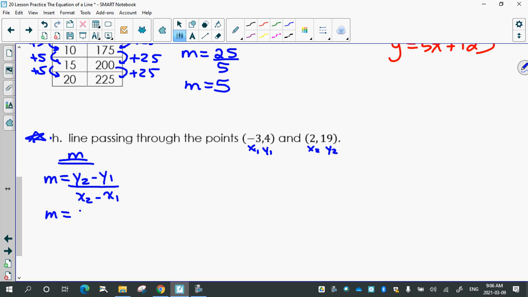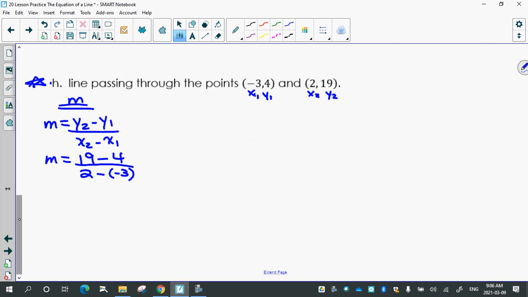So y2 for me is 19. There's a minus in the formula, and y1 is 4. x2 is 2. There's a minus in the formula, and x1 is negative 3. So then I get my calculator out, or my brain out, and subtract there. Yep, you may. 15 over 5, and we get m equal to 3.